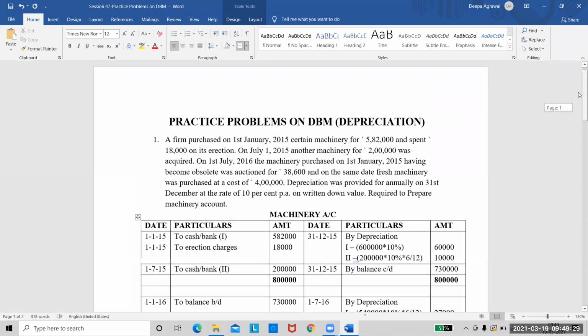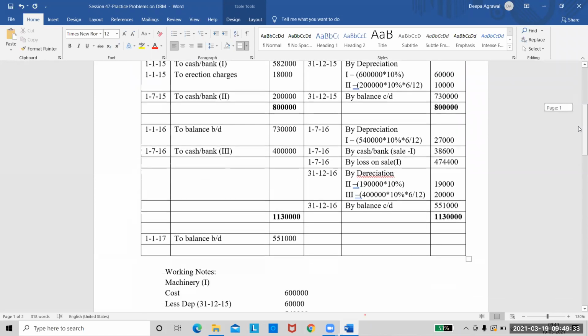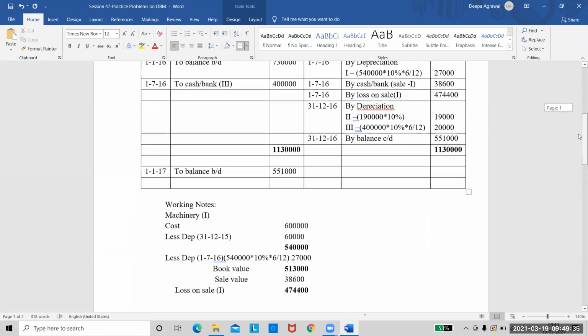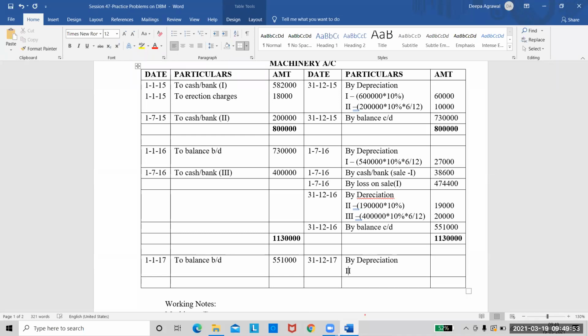Now in this problem, he didn't tell us how many years should we prepare the machinery account, right? So what can we do? We will prepare for 1 more year and we'll leave it so that we understand how to prepare, right? So this is 31st December. This year will end. So how many machinery are we having now? We are having 2 machinery. First machinery is over now because we have already sold it. So provide depreciation only on the remaining 2 machinery.